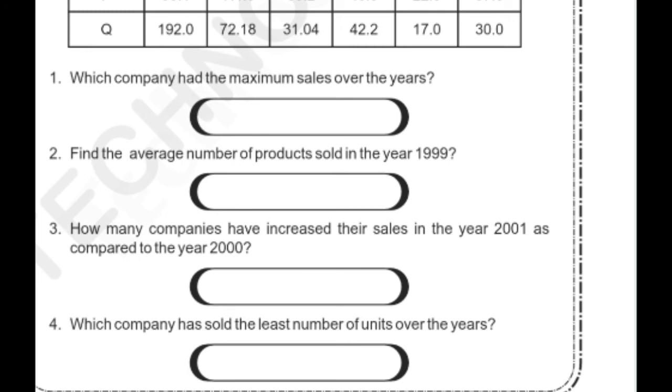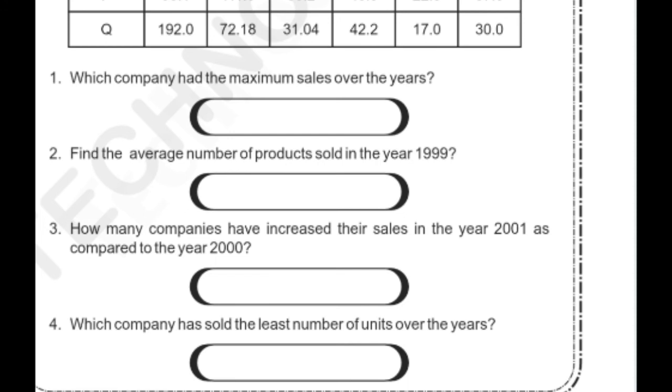Just do it. How many companies have increased their sales in the year 2001 as compared to 2000? We have to compare the 2000 year sales and 2001 year sales. Okay, just manually you can calculate it, or if you have a system at home, just enter the data, you can calculate it, you can count it simply.